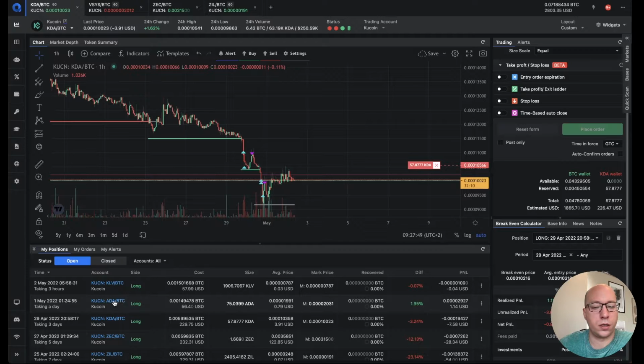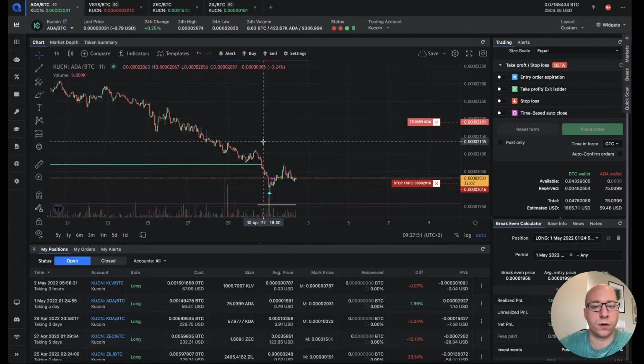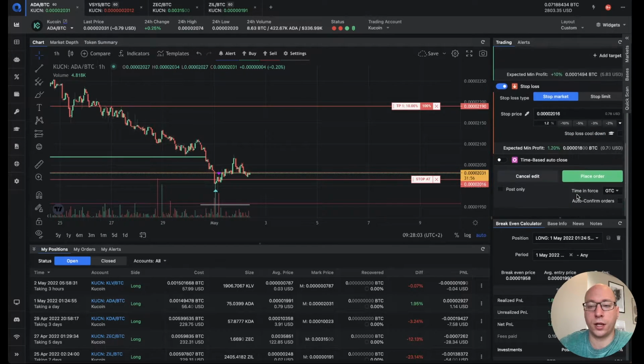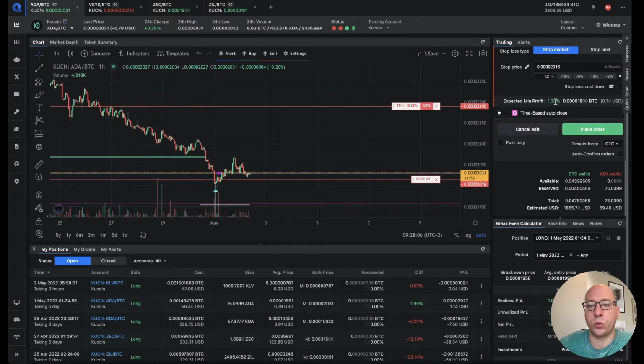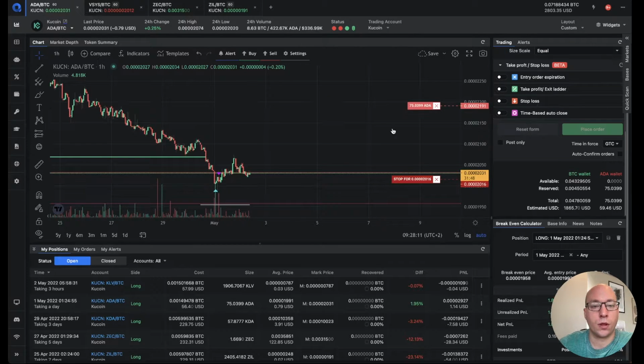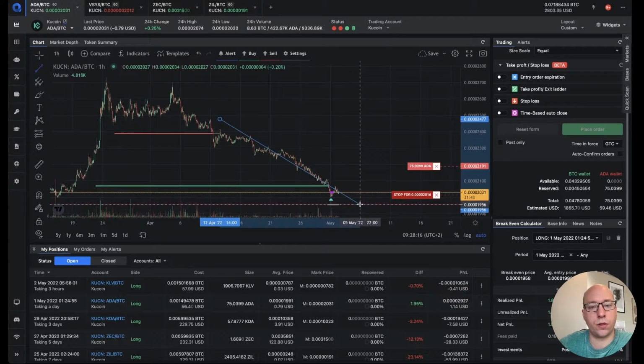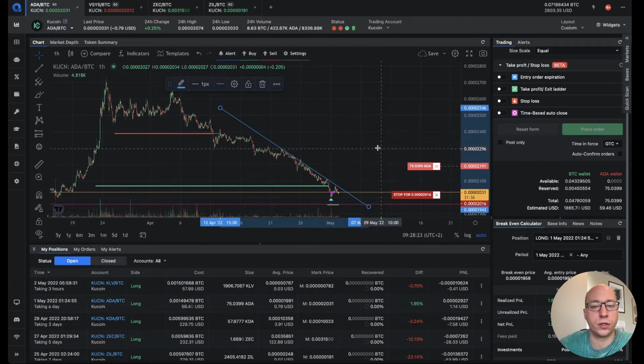And then we have Cardano. Cardano, I already locked in the profit because we're full and it was already well enough in profit to do that. So yeah, if we click on it again, we can see we're taking at least 1.2% profit, and the 10% profit is still there. If it breaks through this trend resistance, then we could see a nice recovery and we could easily hit that 10% profit.